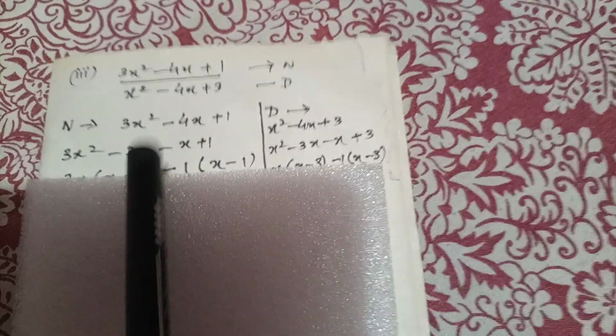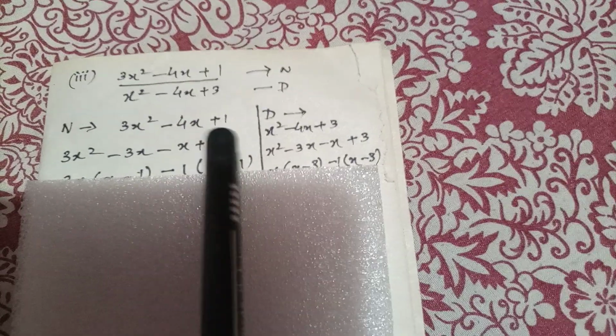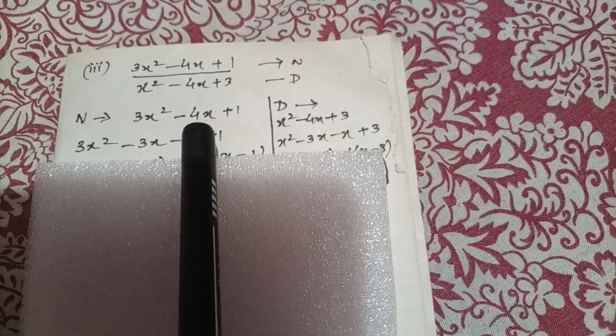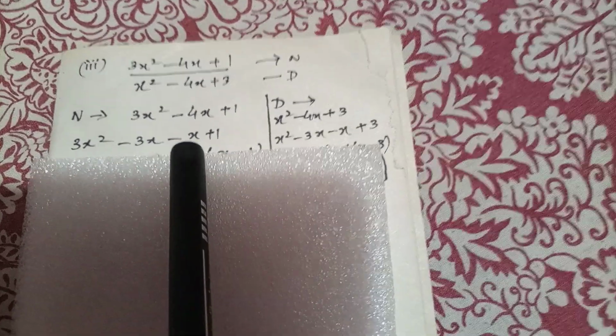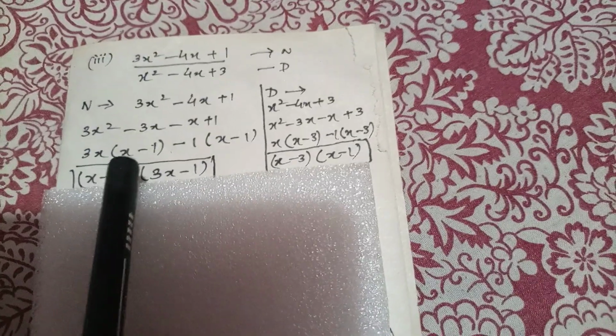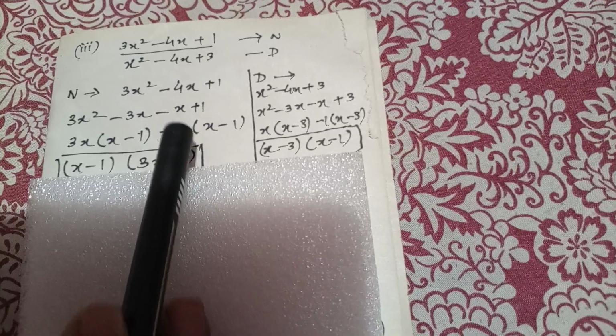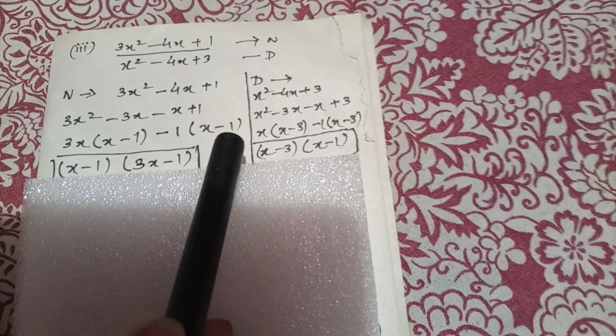First, I'm talking about numerator. So 3x square minus 4x plus 1, and then 3x square minus 3x minus 4. I split this minus 4x into minus 3x and minus x. Now, we will take 3x as common. So x minus 1 will come from here, and when I will take minus 1 common from here, it will give us again x minus 1.